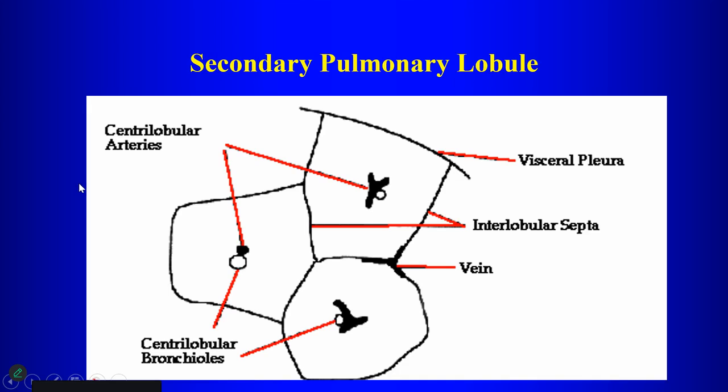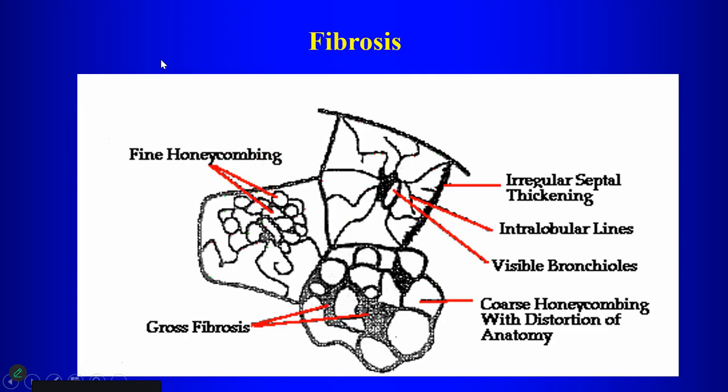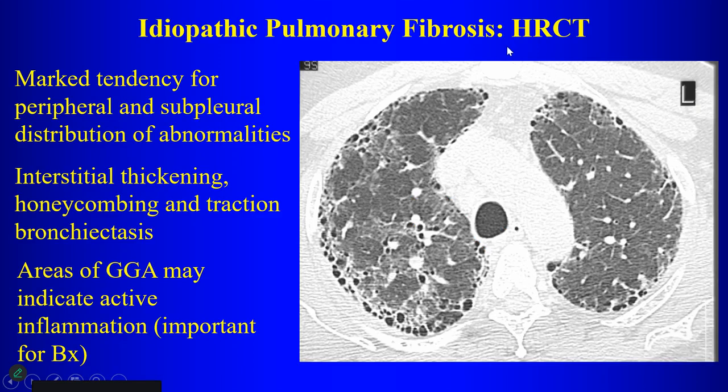The normal secondary pulmonary lobule, you have the central lobular bronchiole, the central lobular artery. In the periphery, you have the veins and the interlobular septae. What happens with fibrosis is that the small, tiny little airways within the secondary pulmonary lobule become stretched and distorted. And that's what gives you the honeycombing appearance. It's traction bronchiectasis. And it's the scarring that stretches the tiny little airways within the secondary pulmonary lobules. And then that's what gives us the coarse honeycombing eventually as the disease progresses.